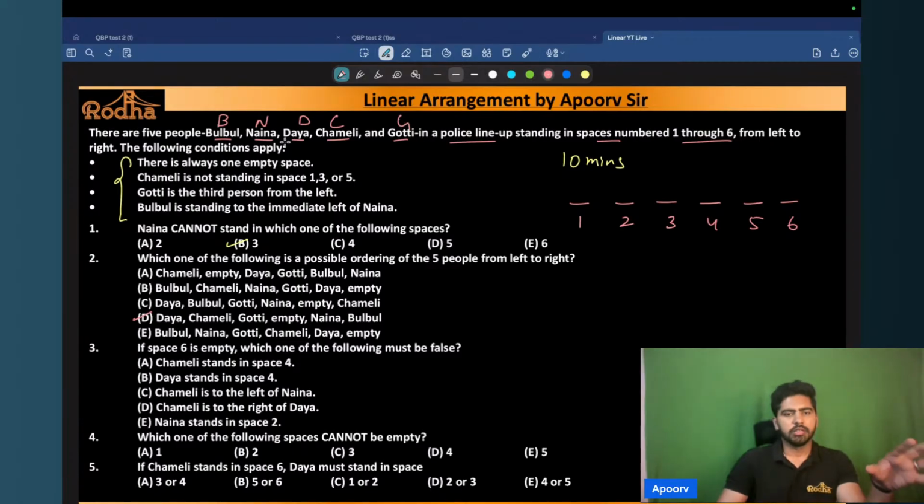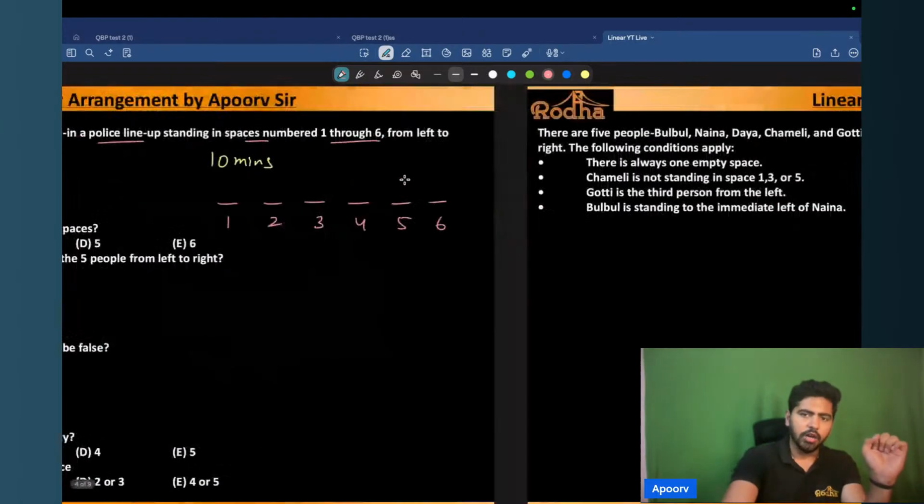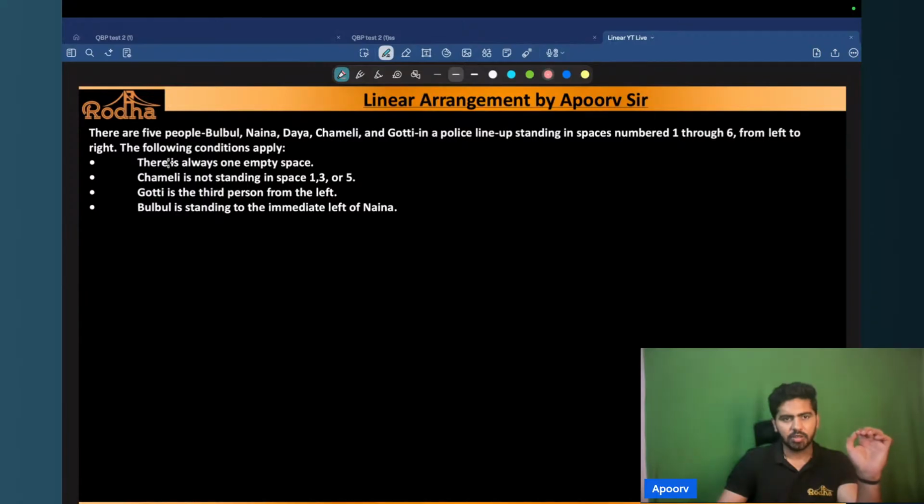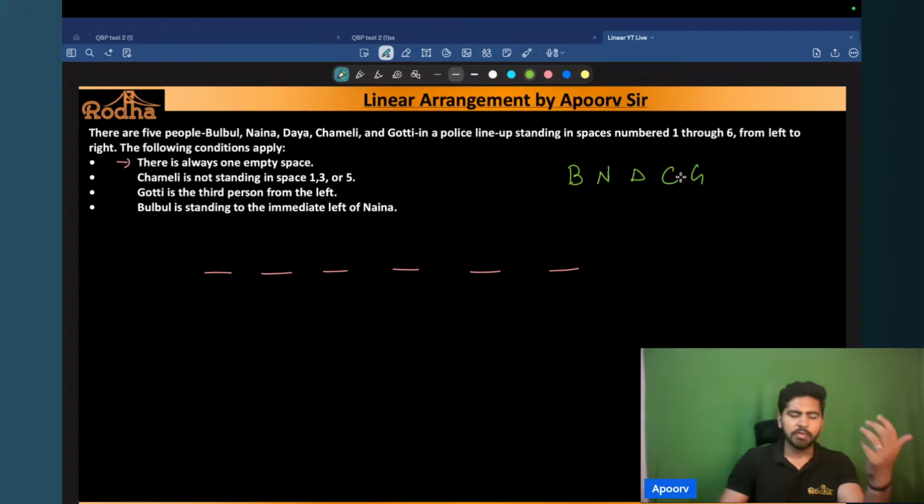Now, there are certain conditions that apply. We'll try to attack them one by one. The first condition says there's always one empty space. Obviously, if there are 6 spaces and only 5 people to be placed here, that is B, N, D, C, and G, then one space will be empty. So that is redundant data given to me, and I don't need that information.